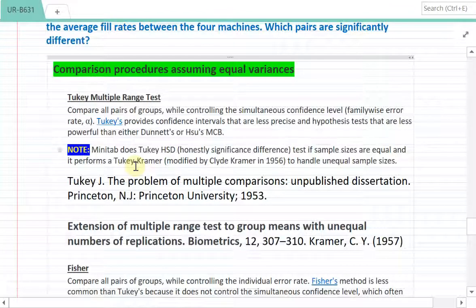Now, Minitab, by the way, is internally programmed to do that. So we don't need to say, do a Tukey-Kramer for me, or a Tukey HSD for me. It's just going to be Tukey. Okay. But again, these are the actual citations, and look at the dates. This is in Biometrika.